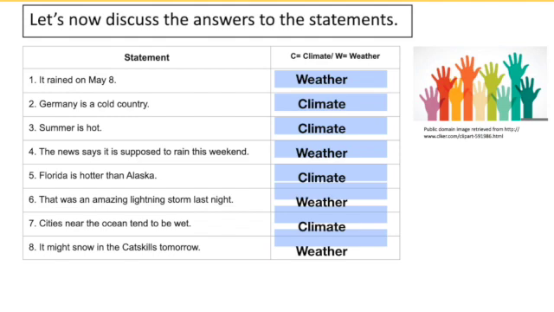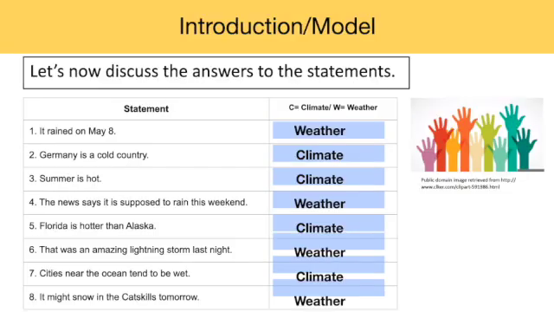The pattern is pretty clear. When we compare two regions, or talk about what a region tends to be like overall or on average, we're generally referring to climate. When we refer to a particular weather event, especially on a particular date or time, we're generally referring to weather.